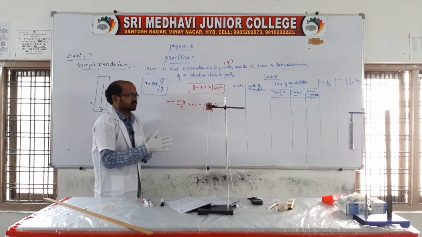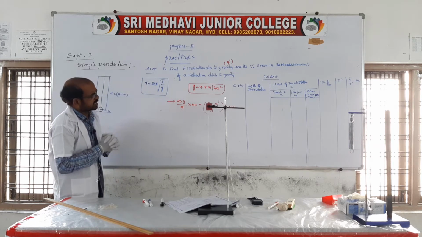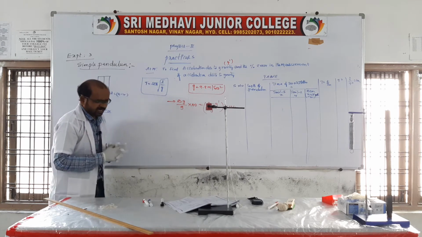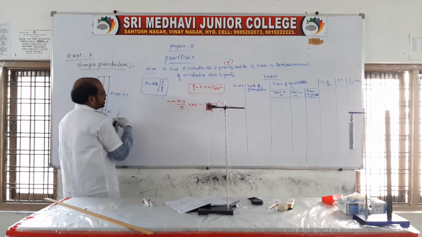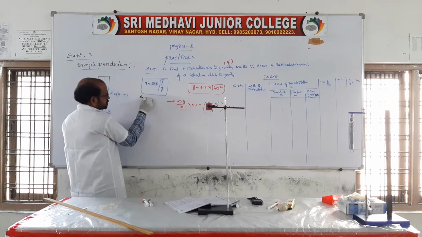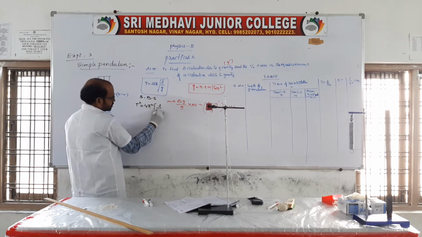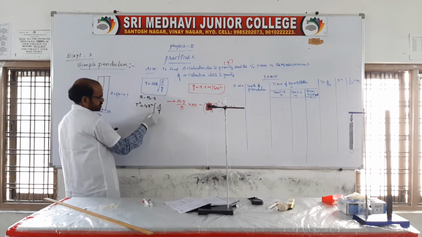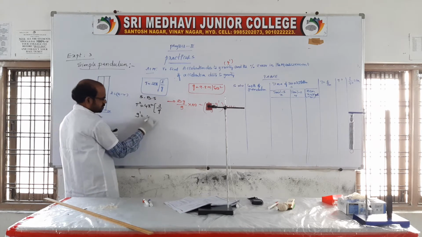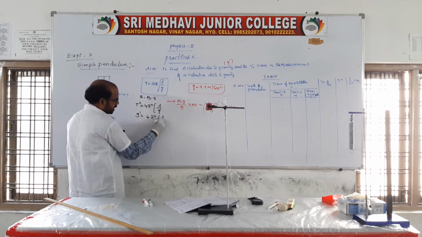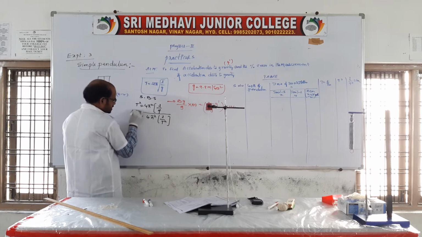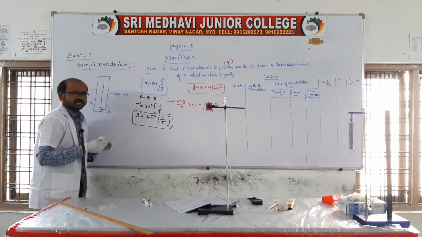So first of all, we need to get the acceleration due to gravity at a given place. In this formula, better to square on both sides. Then T square is equal to 4 pi square into L by g. So here you write G dash, because now we are finding G dash, is equal to 4 pi square into L by T square. So this we can say is G dash.